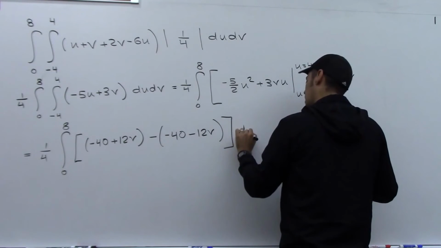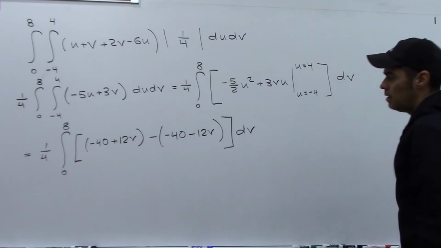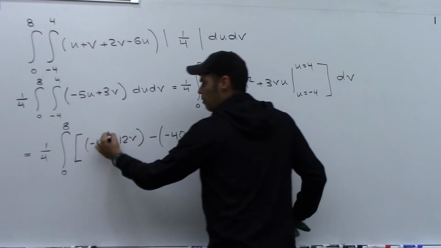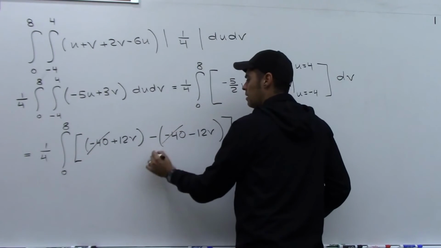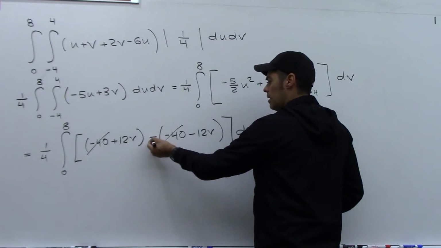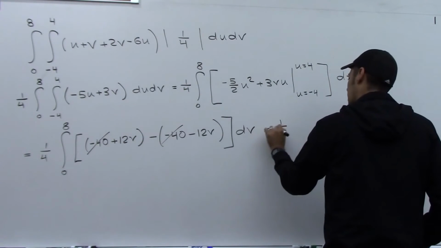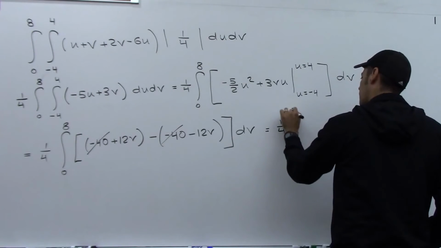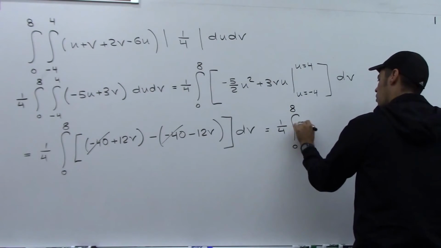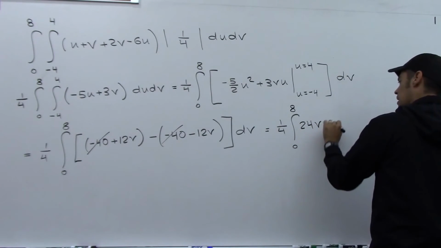And then dv. And I believe this -40 cancels out with that negative is positive, so that -40 is going to be gone. This is going to become plus 12v. I already had a 12v, so I should be looking at 1/4 integral 0 to 8 of 24v dv.